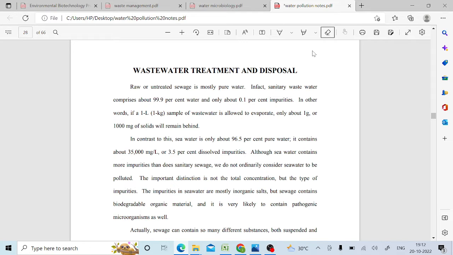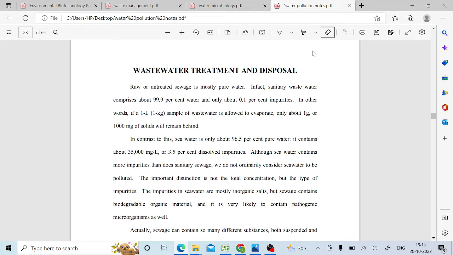Today we'll be discussing wastewater treatment. In our previous class, we saw the different types of water pollution, the factors affecting water quality, and also the measurement of water quality. Now we'll see the different methods and the different treatment steps involved in wastewater treatment.